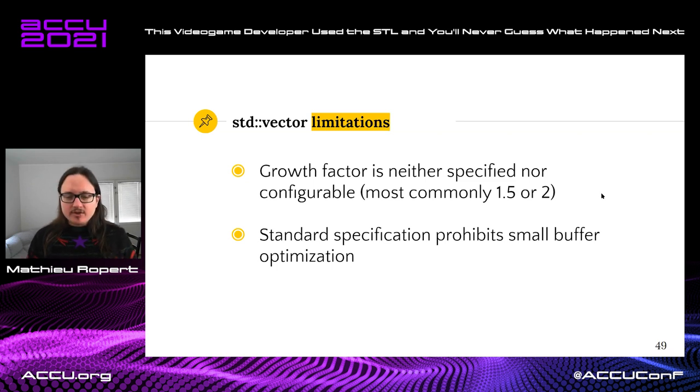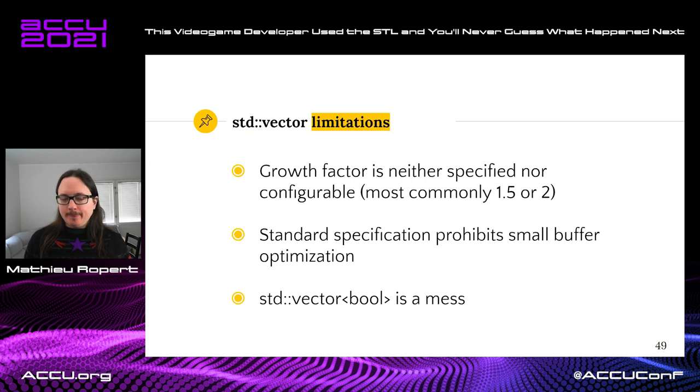because std::vector mandates that if you move a vector to another vector, the iterators are still valid. Because again, the only thing you've done is just move pointers around. You haven't moved any memory. If you're using small buffer optimization, you will actually physically have to move the bits on move operations, which is not compatible with the standard. And also vector of bool is kind of a mess because it's basically not a vector. It's a bitset, but it's hidden behind a template specialization, and it's a very classic newbie trap.